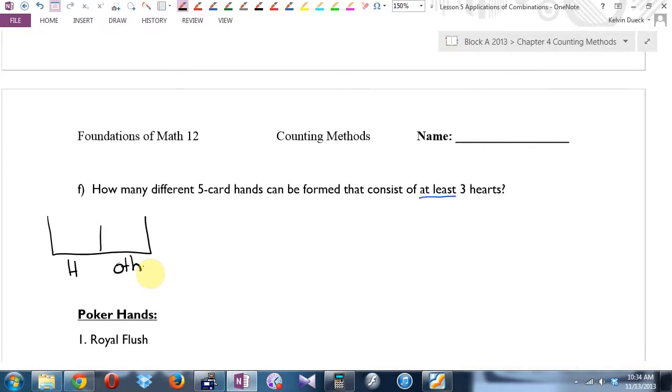How many hearts are there in the deck? How many others? 39. What does at least 3 hearts mean? I want the cases. So, 3 or 4 or 5. So we're going to have to look at 3 cases and then add them up.